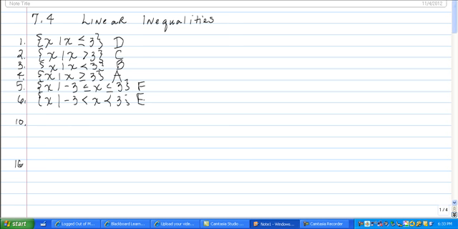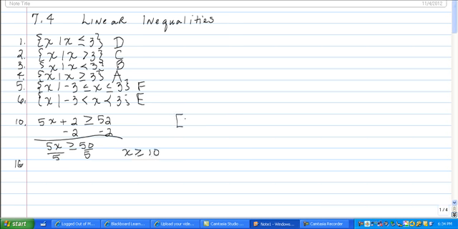Okay, now we're going to move on to number 10. Now we're solving the inequality. We're to give the solution set in both interval and graph forms. So we have 5x plus 2 is greater than or equal to 52. I need to isolate the x, so I'm going to subtract 2 from both sides. We get 5x is greater than or equal to 50. We divide by 5. X is greater than or equal to 10.